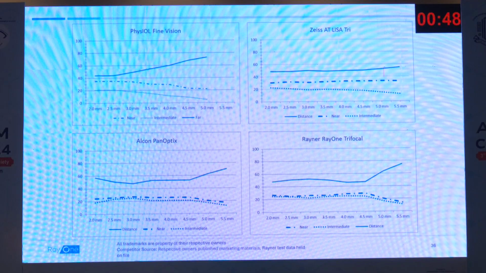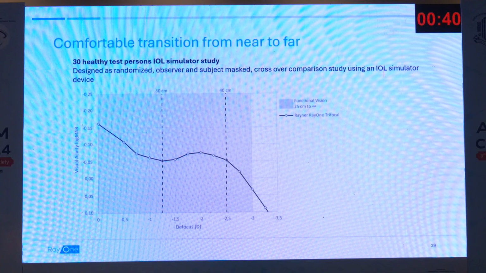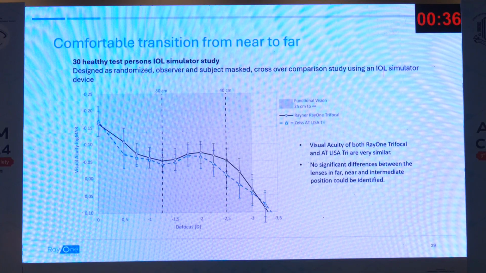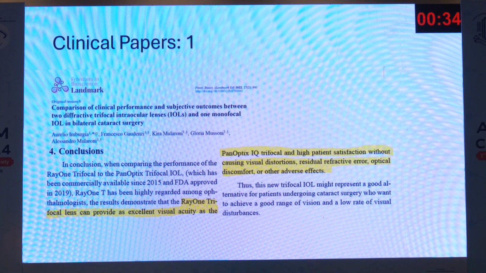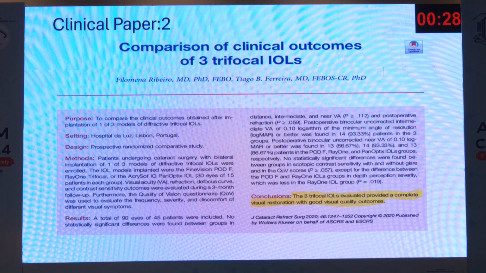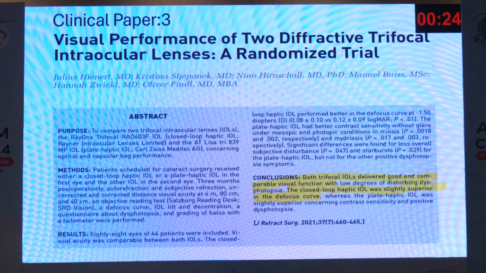You can see the light distribution as well as the near add is around plus 3.5 for near and 1.75 for intermediate. This was compared to the Zeiss 839 Lisa. You can see the defocus curve is absolutely comparable. There are a lot of clinical papers comparing it with the PanOptix as well as the FineVision lenses. So this was another comparison with the FineVision as well as the accuracy of PanOptix and with the 839 Lisa.